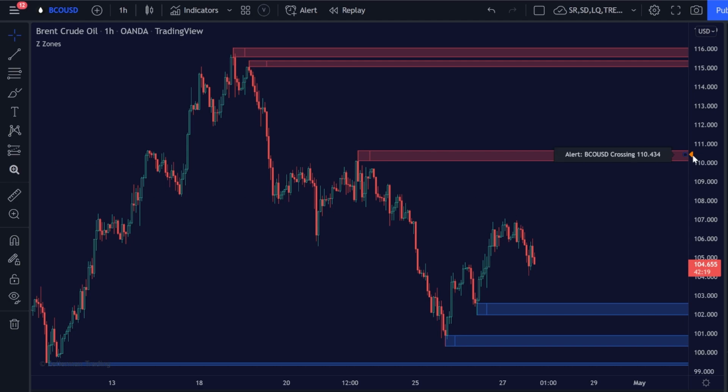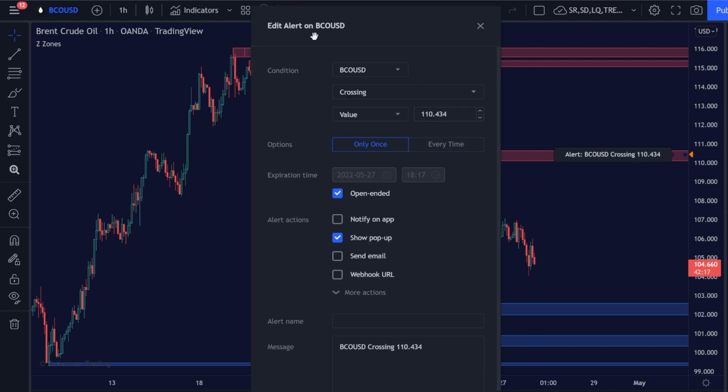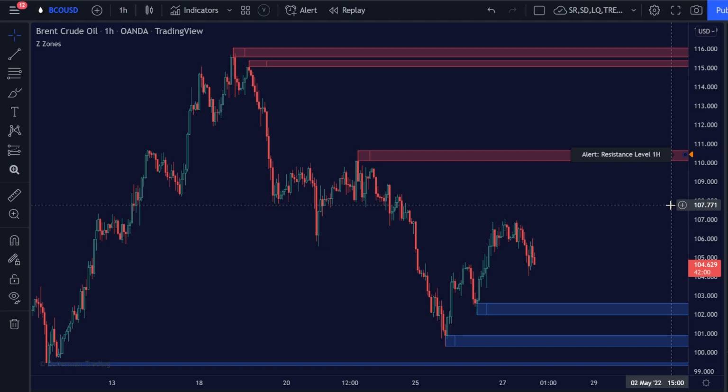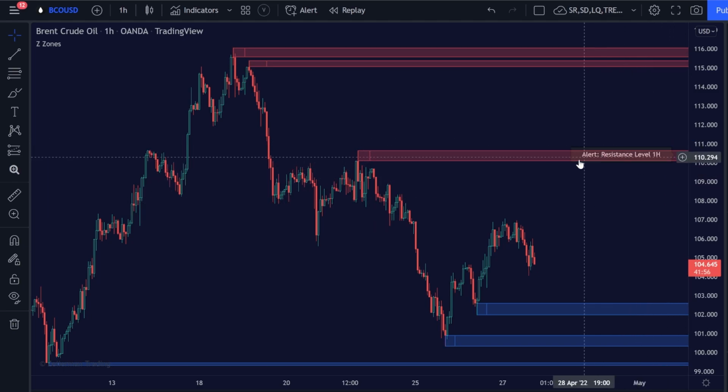And you can double click on this alert and you get the condition. You can set alert actions: notify in app, show pop-up, and you can select a message. We just set resistance level 1 hour, and then we can create the alert. So now we can see that we have an alert for the level, and this is how we recommend you set alerts for any of the levels in the indicator.